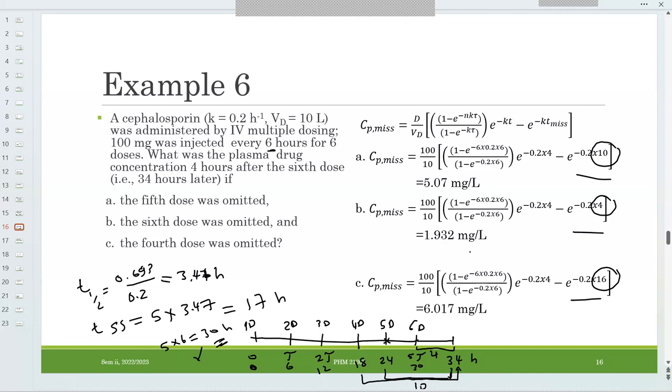How much will be the level? Okay, if no dose was missed, then you are not going to have this fraction in the equation. You're just calculating a normal random level. So the concentration would be higher, but here you minus another fraction, so then you get lower levels.